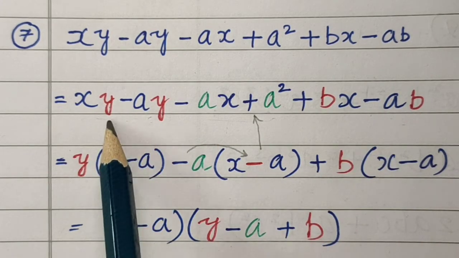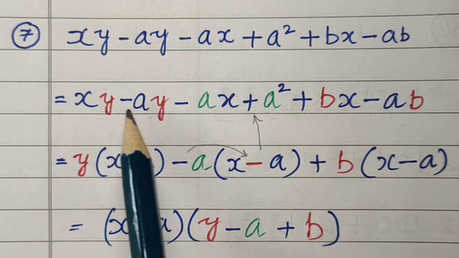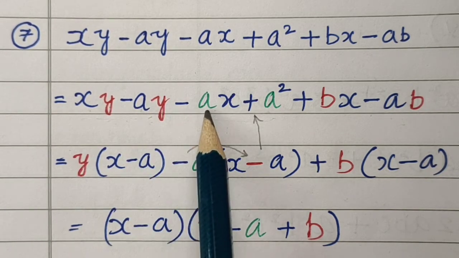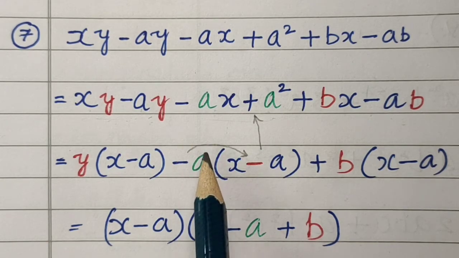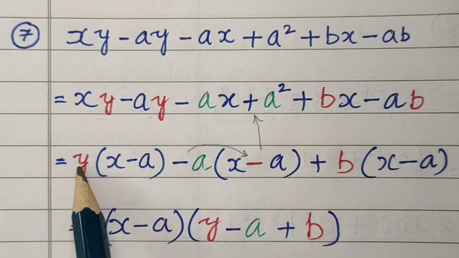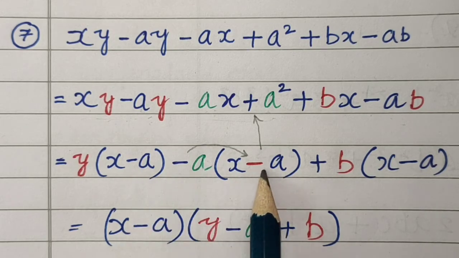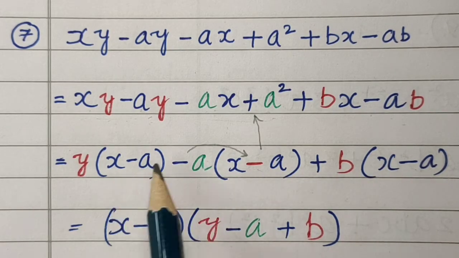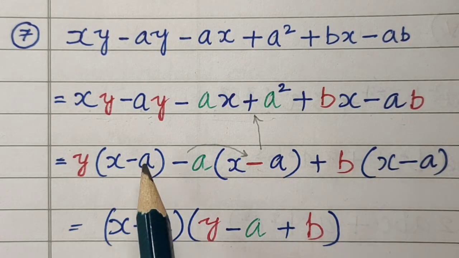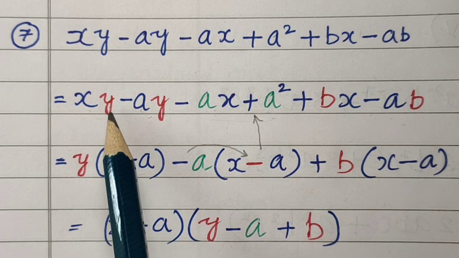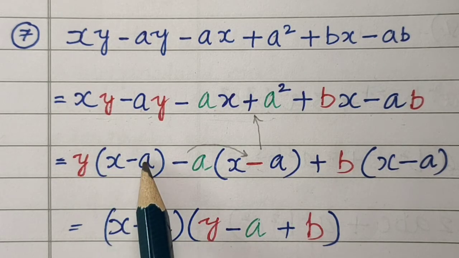Among these two, y is common. When you take out y as common, we are left with x minus a. In this, we are taking minus a as common. See, as soon as you get the first part, you just see that in all the other parts you will get the same, so that we can take out later on the common factor as this. So first we got it as y into x minus a.